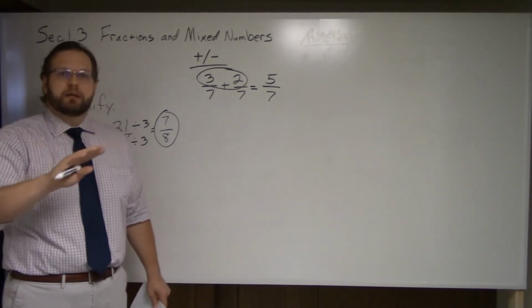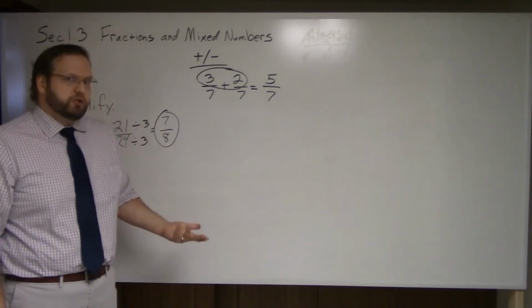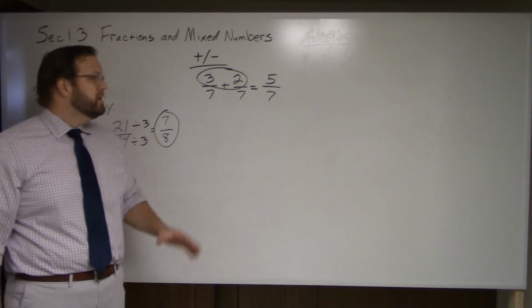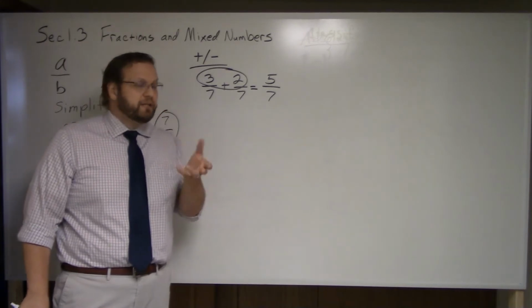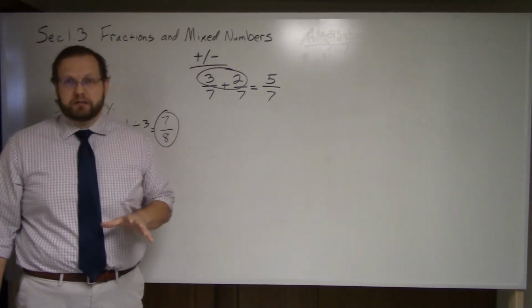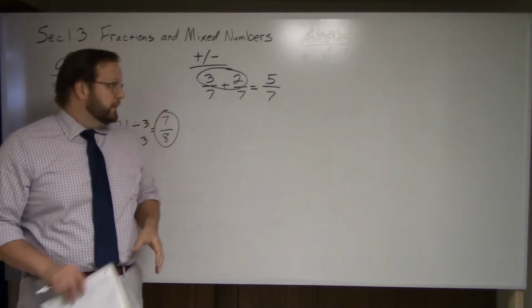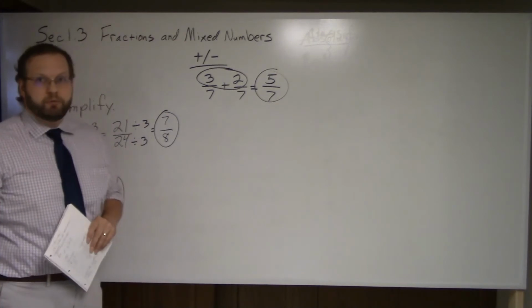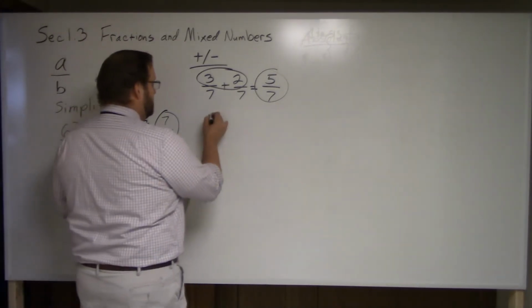So again, 3 7s plus 2 7s. If you know what to look at, it's not 3 7s plus 2 7s, it's 3 plus 2. And then you just carry that sevenths across. Once you know how to look at certain parts, fractions are a lot easier. I love working with fractions because the numbers are so much simpler than dealing with decimals. So I got 5 7s here, and we move on. Now what happens when we don't start with a common denominator?